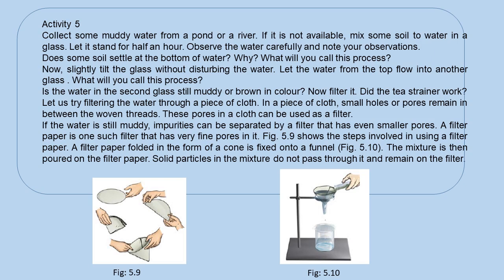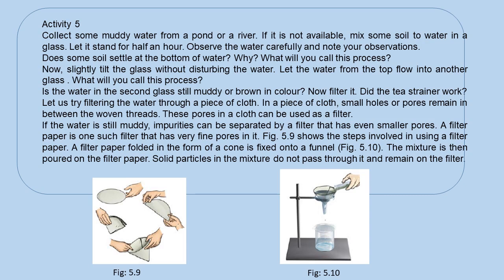Now in your book there is an activity, so try to understand that. Activity 5. Collect some muddy water from a pond or a river. If it is not available, mix some soil into water in a glass. Let it stand for half an hour. Observe the water carefully and note your observation. Does some soil settle at the bottom of the water? Why? What will you call this process? Yes, this is called sedimentation.